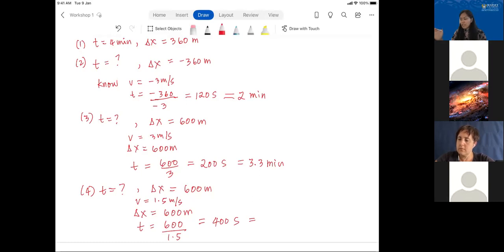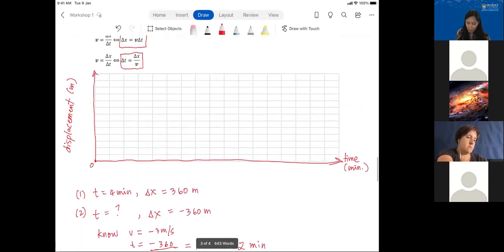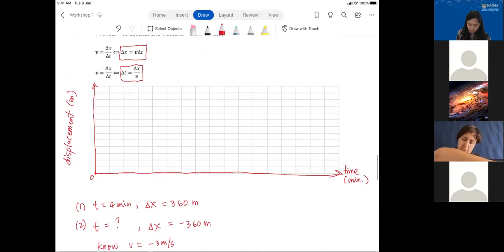So 406 seconds is roughly almost 7 minutes. If you want to be exact, that's 6.6 minutes. Okay. So you now have all the information, all the displacements and all the times, and you need those to plot your graph. So for the first segment, you started from the 0 position from the halls of residence. You then need to put the numbers in your axes.